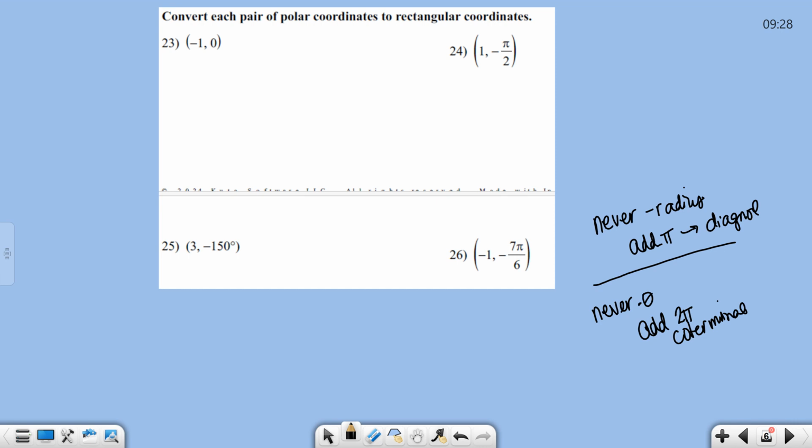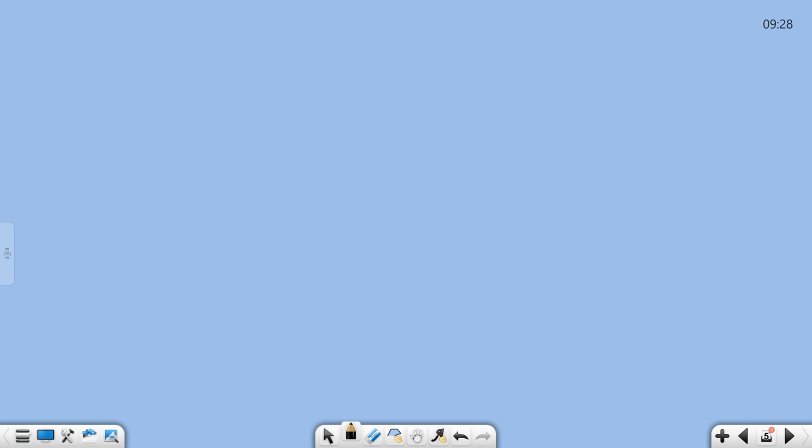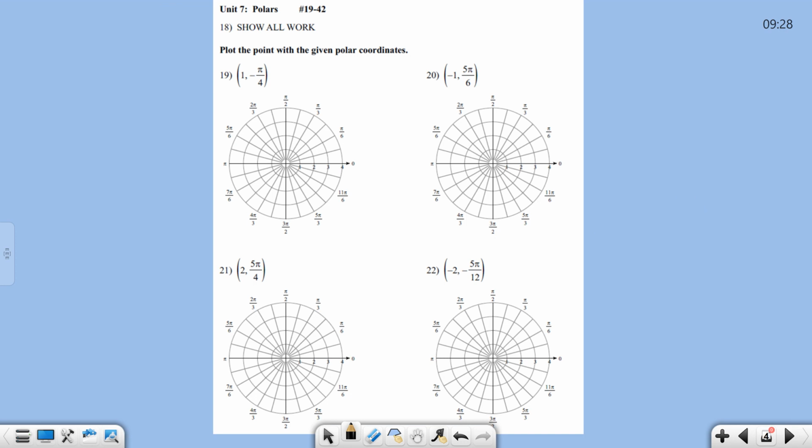Okay, so I gave you one of each. You're in quadrants 1, 2, 3, 4, hopefully. Okay, I lied. There's not one in quadrant 1 for these examples. I think I skipped a few. I sure did. Darn, there we go. All right, so we're back to numbers 19 through 22.